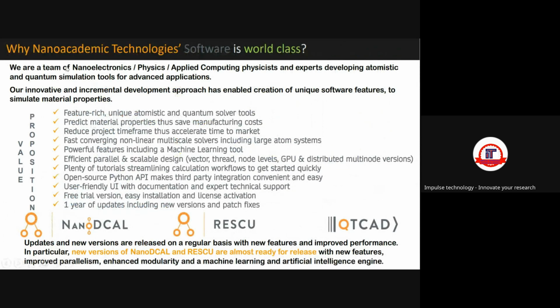If we talk about why this Nano Academy Technology software is world class, basically they are a team of nanoelectronics physicists and applied computing physicists, and experts developing atomistic and quantum simulation tools for advanced applications. So just a few words about the features and characteristics of our tools. Our tools include pretty unique features, atomistic and quantum transport features. Also, we can predict the material properties and the electronic and physical properties of materials, which will reduce the project time frame and accelerate the time to market, which is very important for research and development.